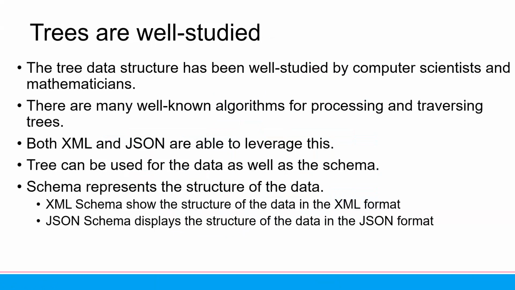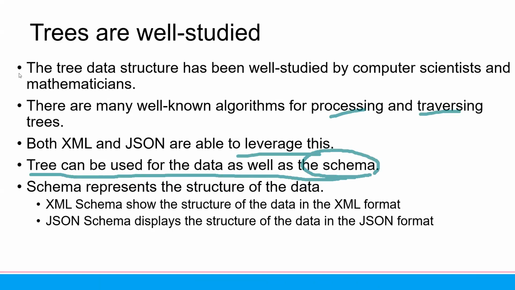The tree is a data structure. If you learn data structures and algorithms, we have a section about trees, and it has been studied by computer scientists and mathematicians. There are many well-known algorithms for processing and traversing. Traversing means if I have the tree, which node do I visit first. So XML and JSON are able to leverage this. They already have functions for processing and traversing. And a tree can be used for the data as well as the schema.